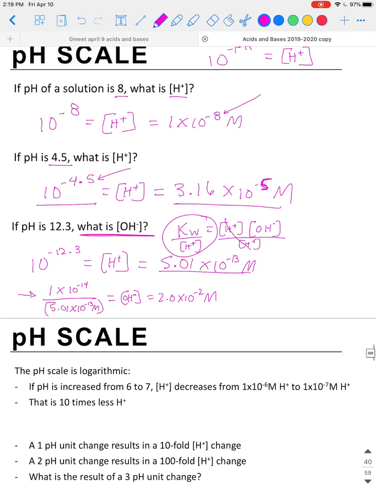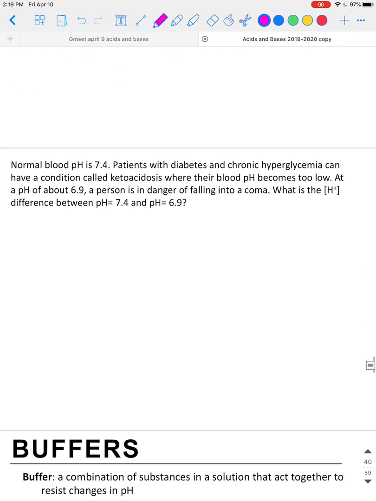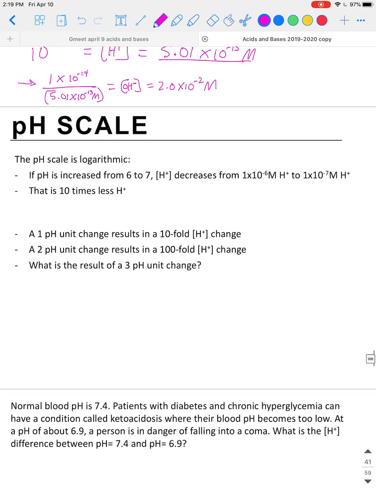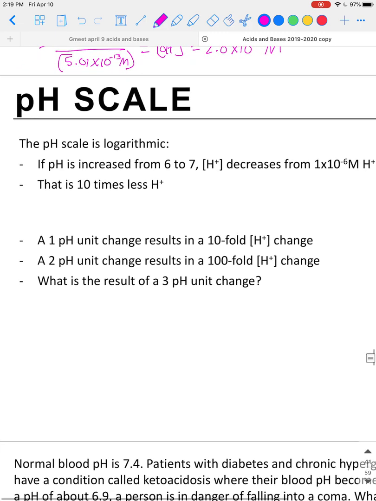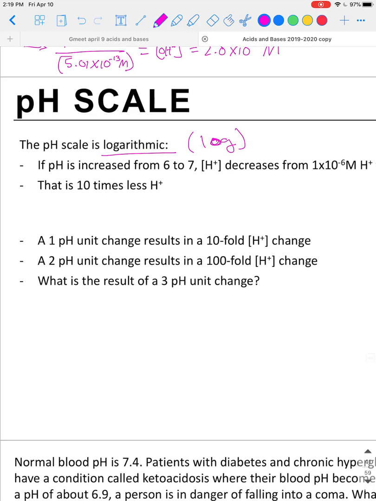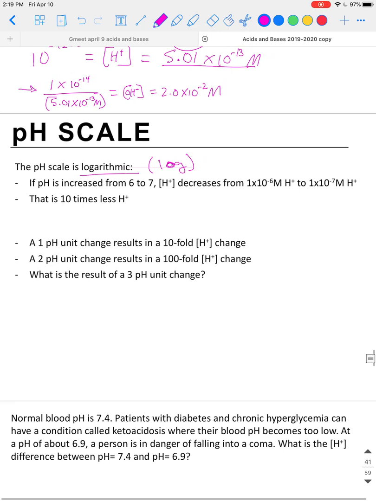All right. Let's look at a few more things about the pH scale. I think we got one more problem here, and then we're going to move on to buffers. Okay, so what we've learned is that the pH scale is what we call logarithmic. When we use the log function, we have a logarithmic scale. Here's kind of in layman's terms what that means. Let me give you an example.